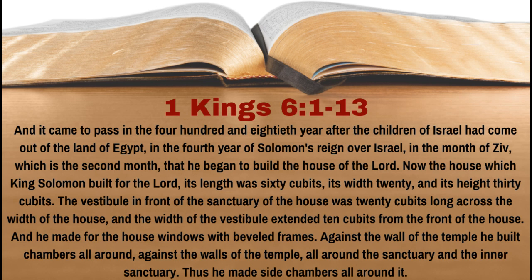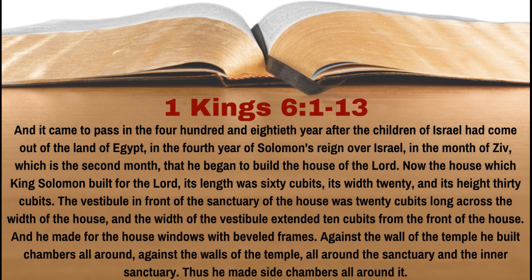And it came to pass in the 480th year after the children of Israel had come out of the land of Egypt, in the 4th year of Solomon's reign over Israel, in the month of Ziv, which is the 2nd month, that he began to build the house of the Lord. Now the house which King Solomon built for the Lord, its length was 60 cubits, its width 20, and its height 30 cubits. The vestibule in the front of the sanctuary of the house was 20 cubits long across the width of the house, and the width of the vestibule extended 10 cubits from the front of the house.